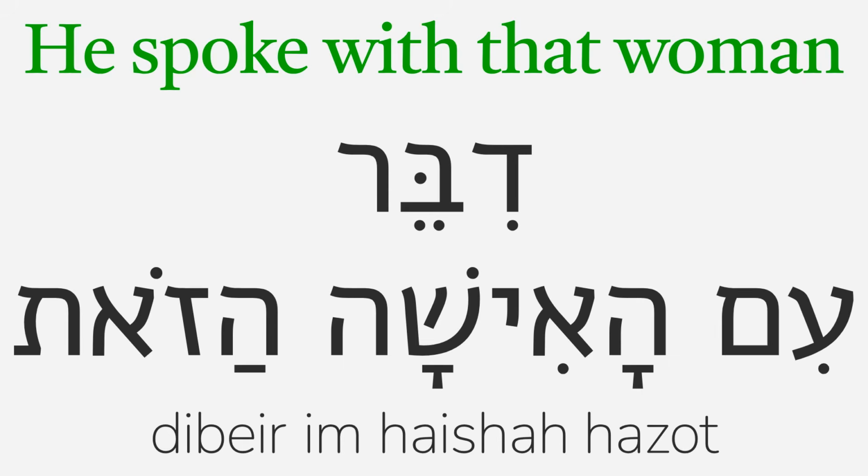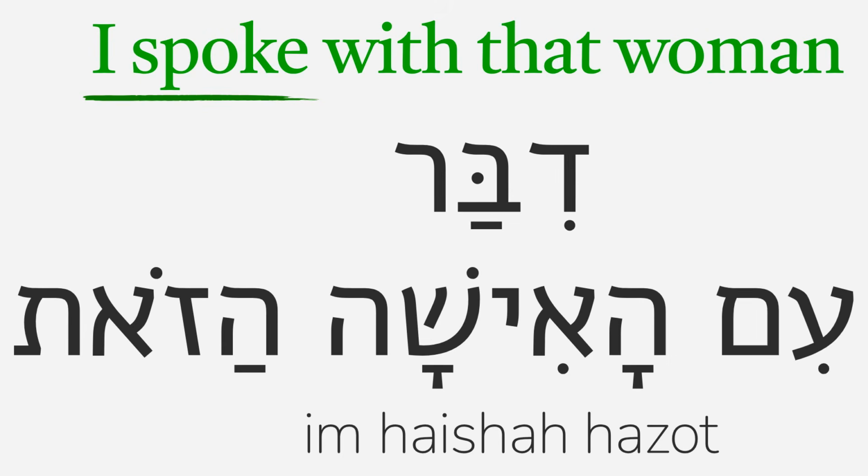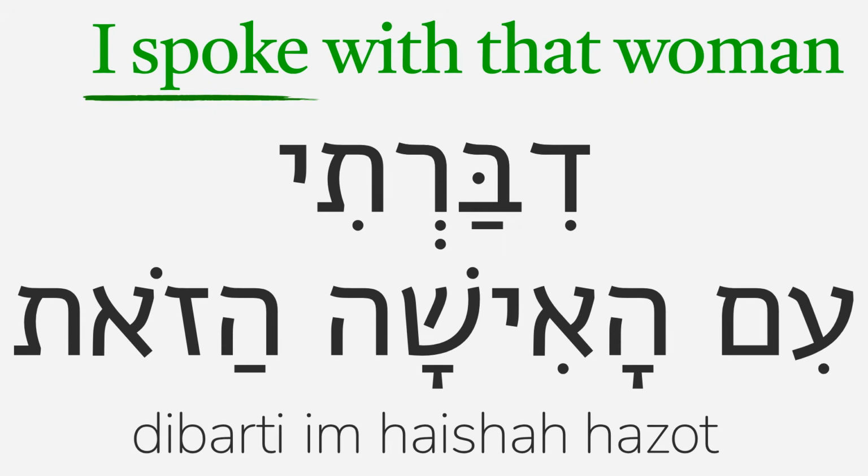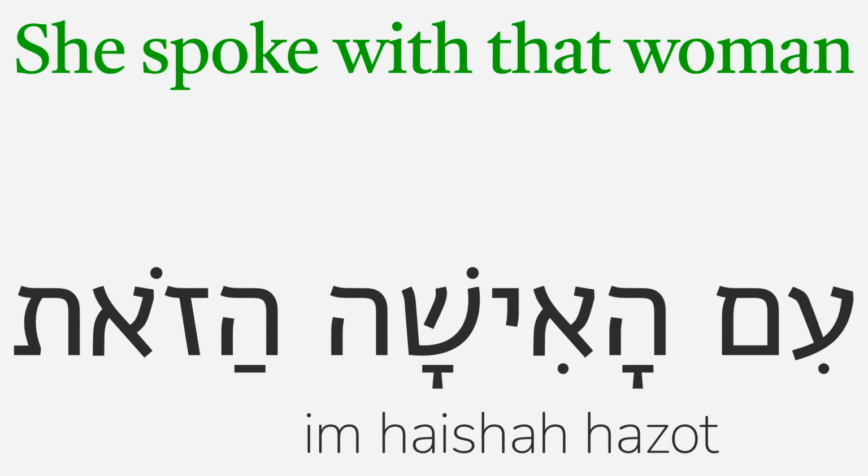Let's change the subject of the verb diber from he to I. To make this ani form of the past tense, we change the vowel on the second root letter to a patach and add a t ending. Dibarti, I spoke. This vowel change from the tsere to the patach happens with the I form, we form, and all four you forms of the piel past tense. So now the sentence is, Dibarti im ha-isha hazot. I spoke with that woman. And let's also say, she spoke with that woman.